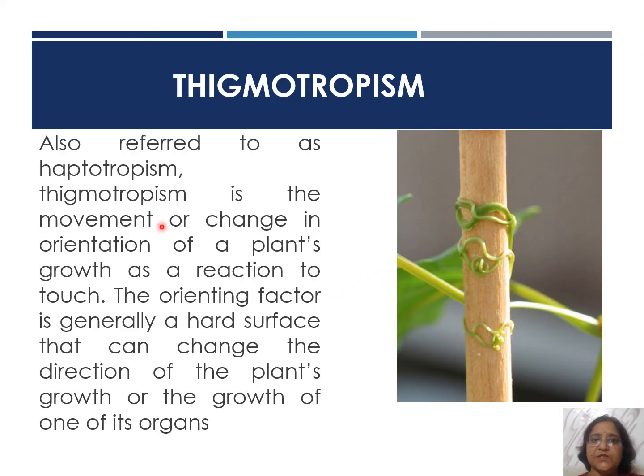Thigmotropism, also referred to as haptotropism, is the change in the orientation of a plant's growth as a reaction to touch. The orienting factor is generally a hard surface. This is the hard surface that can change the direction of the plant's growth or the growth of one of its organs.